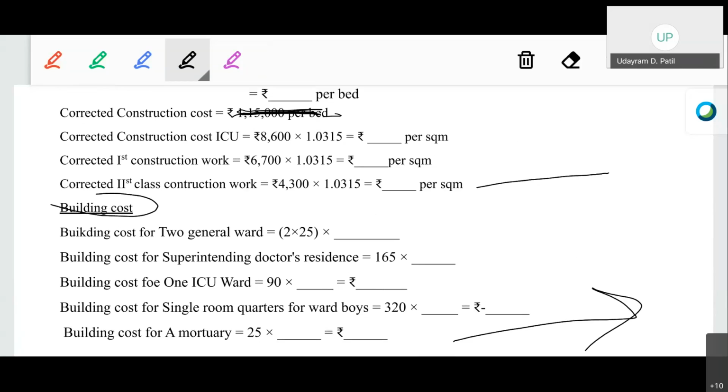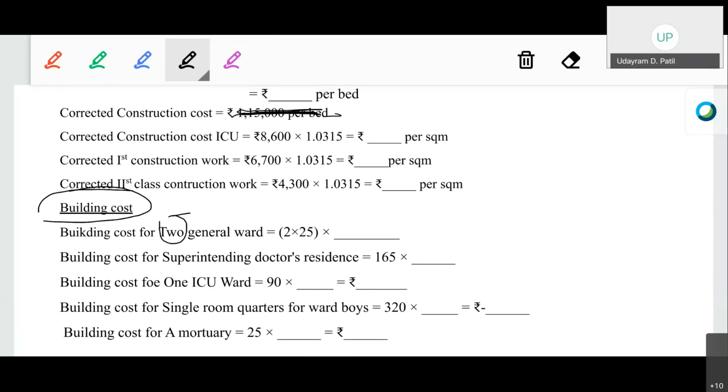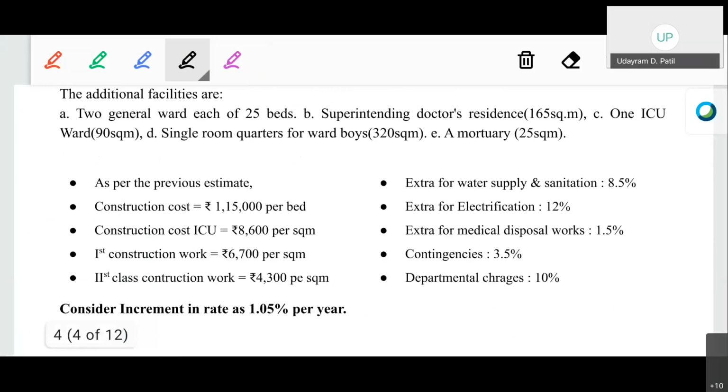So calculate the building cost for each item of the work, or each unit of the construction. The first is the general ward. There are two general wards here, and each general ward has a capacity of 25. Here it is given: two general wards, each of 25 beds capacity.